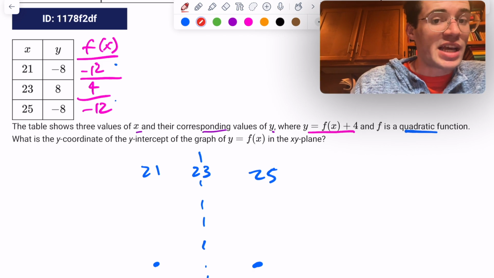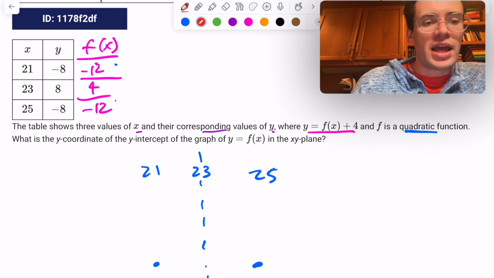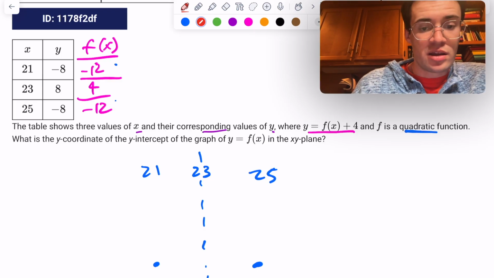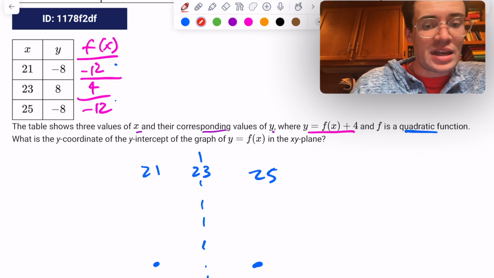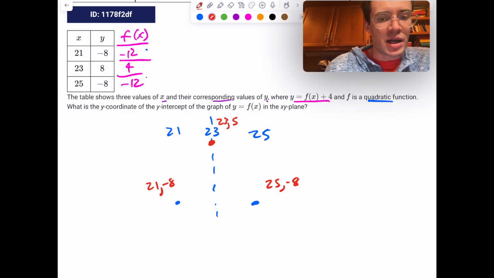So the vertex of this y, right, y equals f of x plus 4, is at x equals 23. So 23 comma 8 for this one, it's a negative parabola, right? We had 21 comma negative 8, 25 comma negative 8, and this would be 23 comma positive 8. Like that, that's y.